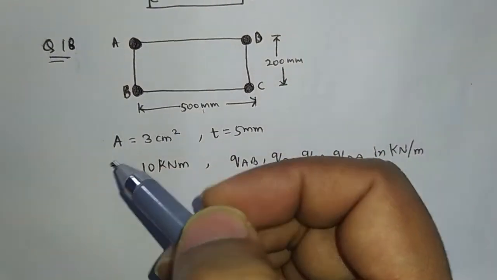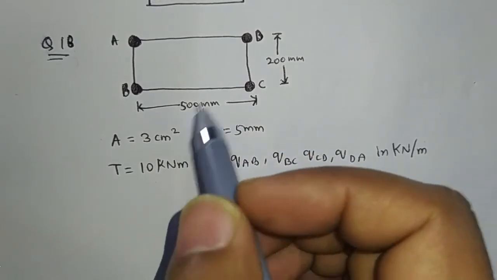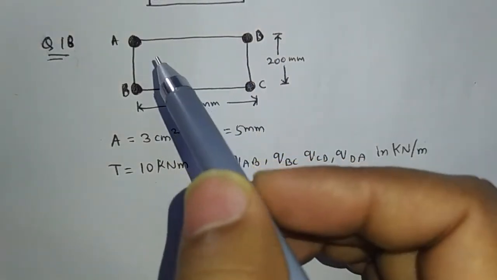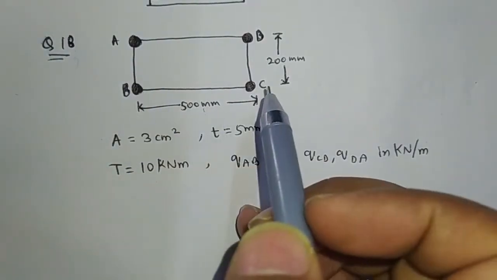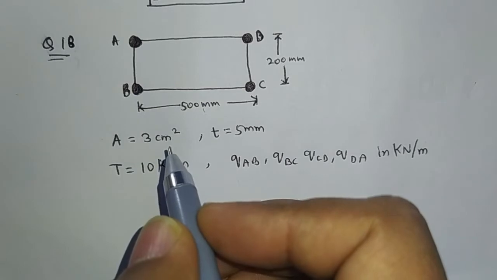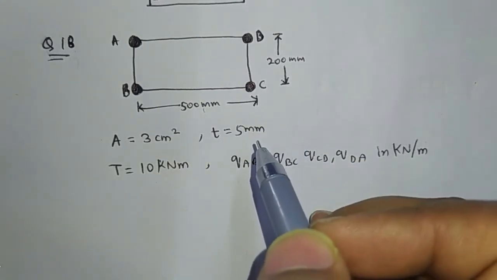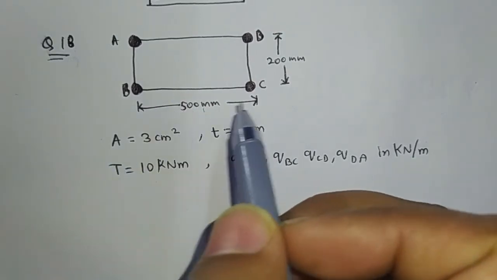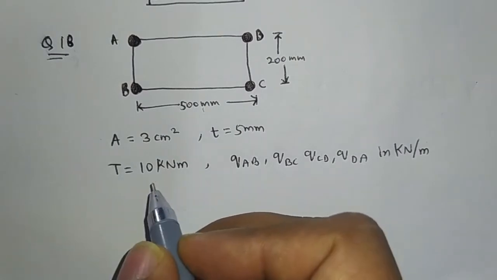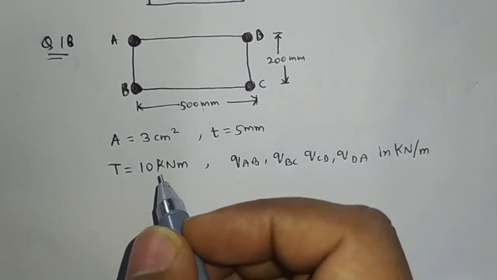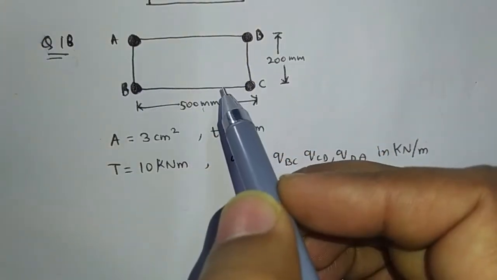Question number 18. The stiffened cross section of a long, slender, uniform structural member is idealized, and these are the lumped areas, and all the areas are the same, 3 centimeter square, and the thickness is also uniform, 5 millimeters, and these are the dimensions of this box type structure, which is subjected to a torque of 10 kilonewton meter. We have to find the shear flow in these thin walls.